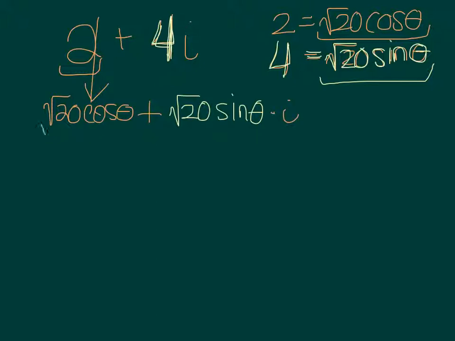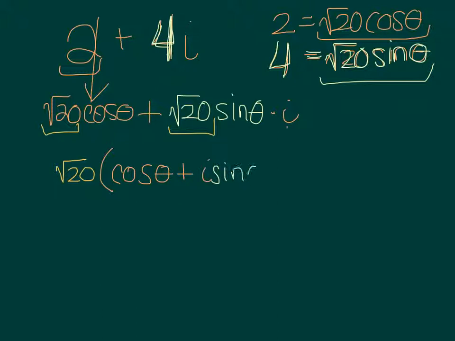Now, I want you to notice that both of these pieces have the square root of 20. So I'm going to factor that out. Factoring never goes away. What am I left with? Well, I'm left with the cosine of theta from the first term, plus, and then I have the i still, times the sine of theta. The square root of 20 is outside the parentheses. One last thing to do.